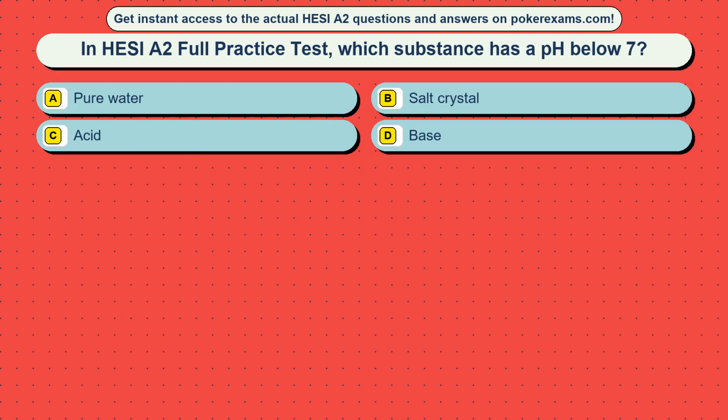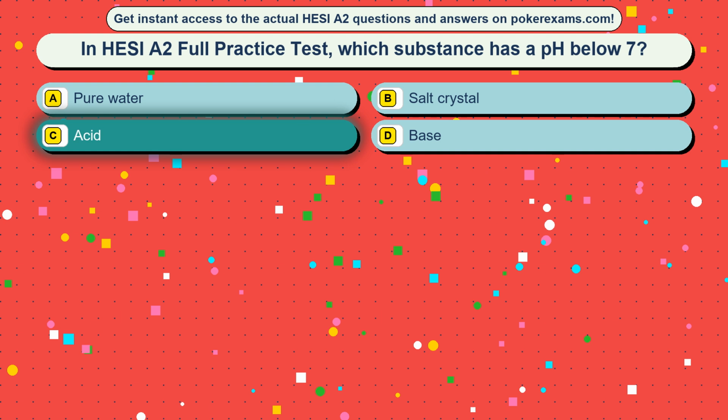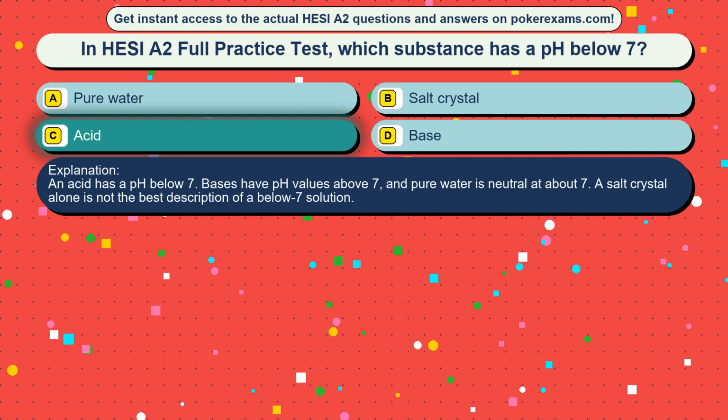Question 43. In HESI A2 full practice test, which substance has a pH below 7? Option A, pure water. Option B, salt crystal. Option C, acid. Option D, base. The correct answer is option C, acid. An acid has a pH below 7. Bases have pH values above 7, and pure water is neutral at about 7. A salt crystal alone is not the best description of a below 7 solution.